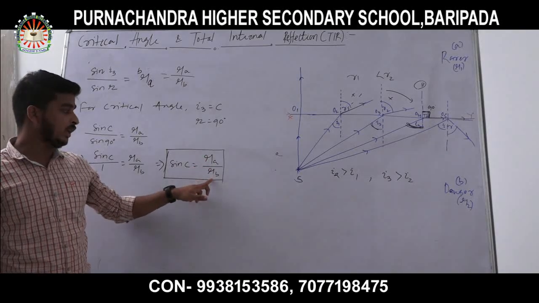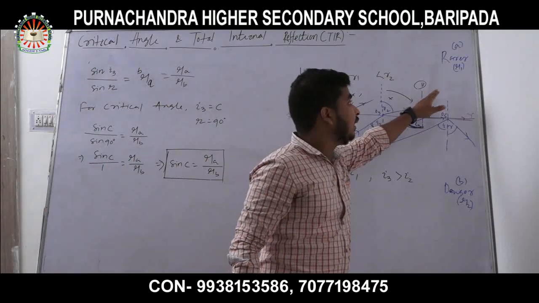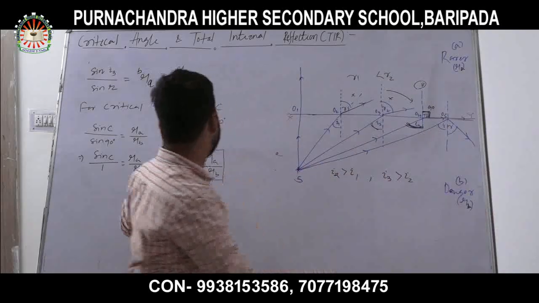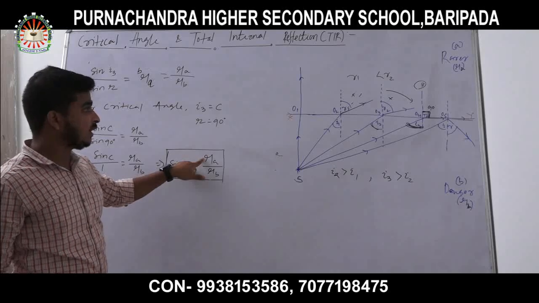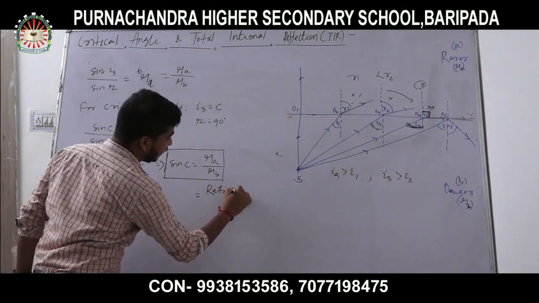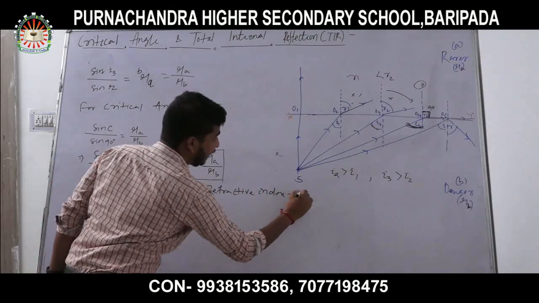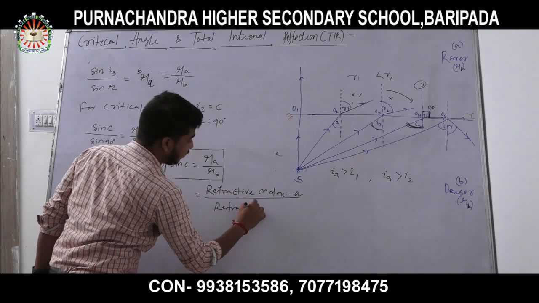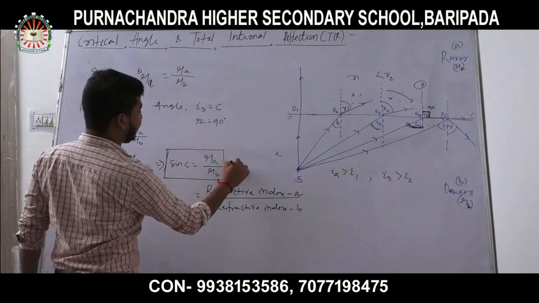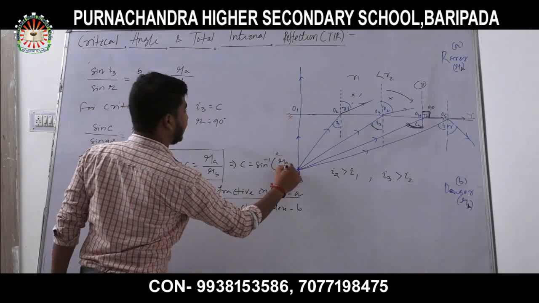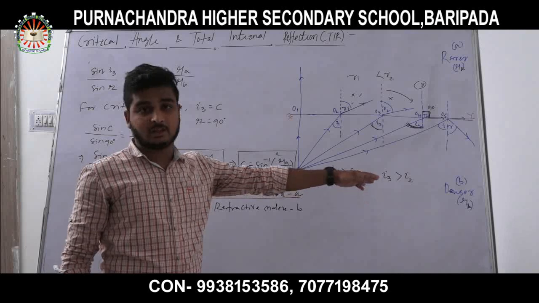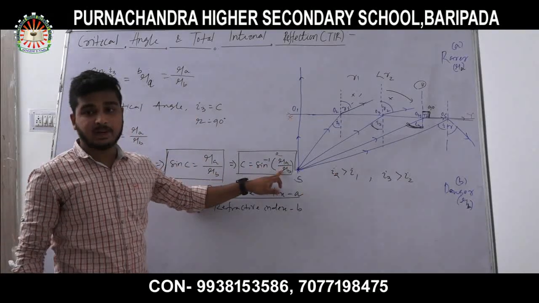But sine C is equal to mu A divided by mu B, that is the refractive index of media A with respect to media B. Suppose this is mu A, this is mu B. Mu A is the refractive index of media A, and mu B is the refractive index of media B. So mu A is the refractive index of A divided by the refractive index of B. This is the expression for critical angle C. So here you can also find that C is equal to sine inverse of mu A divided by mu B. By this calculation you can find the critical angle for the rarer and denser media interface.